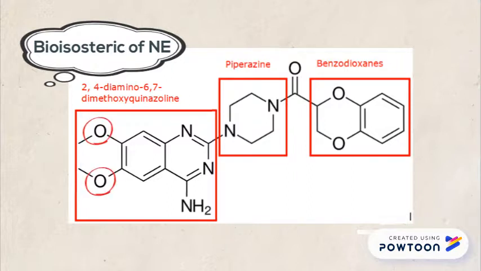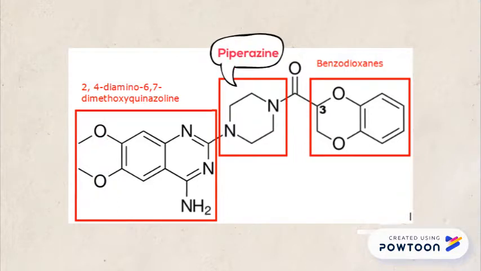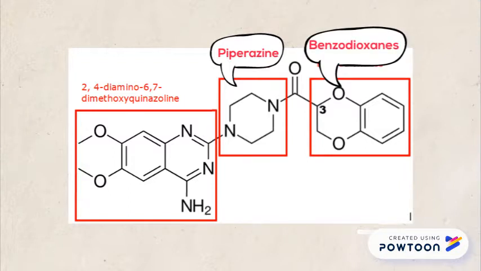The methoxy groups will act as hydrogen bond acceptors of serine 207 and 203 at transmembrane 5. Next is the piperazine ring, which is responsible for selectivity at the alpha-1A receptor. However, in prazosin, the removal of this ring did not affect much. And finally, the benzodiazepine ring, which is responsible for lengthening the half-life of doxazosin.